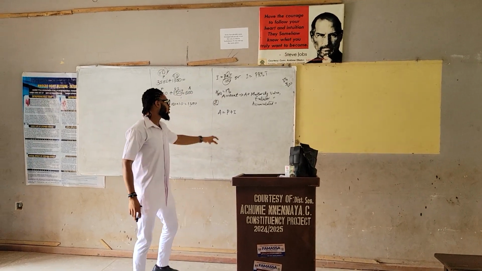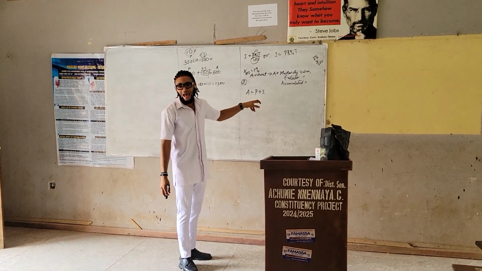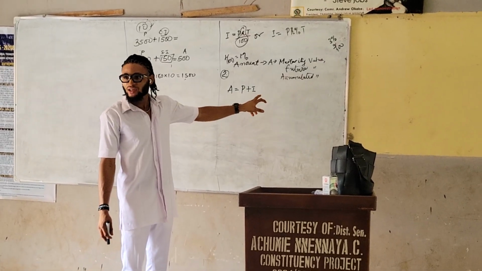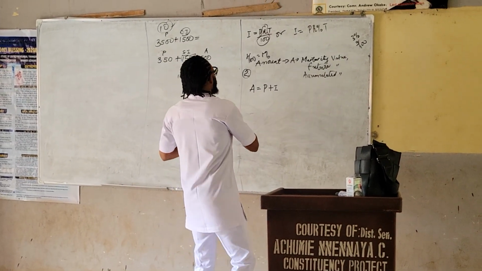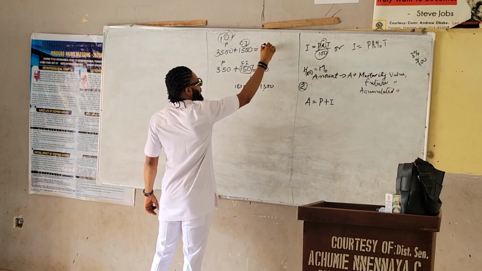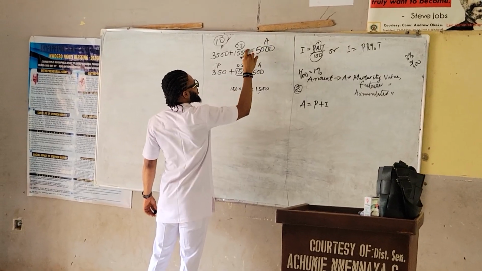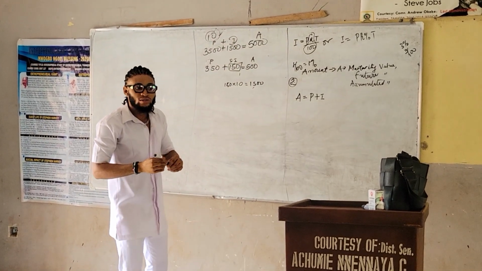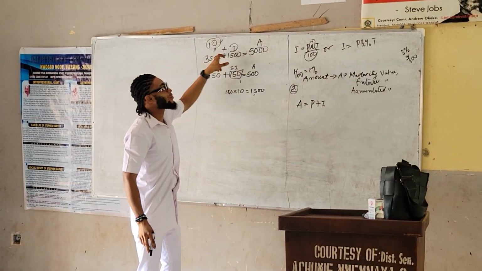Now, when we are speaking of A is equal to P plus I, it simply means that amount is equal to principal plus what? Interest. Amount is equal to principal plus what? Interest. True or false? True. Is this not amount is equal to principal plus interest?